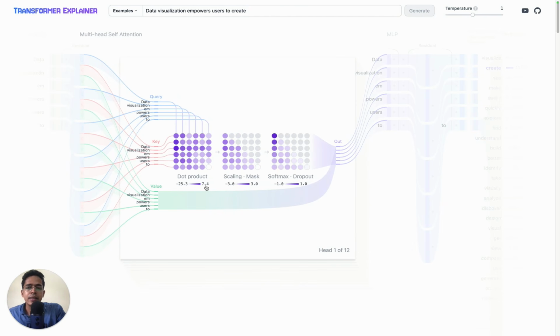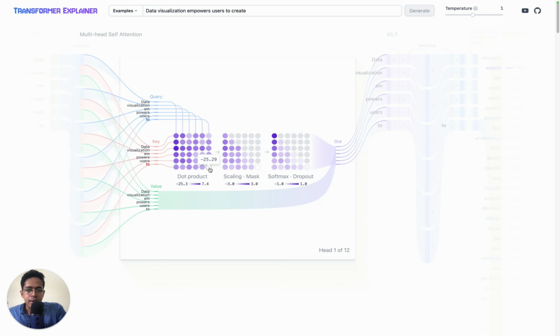Simply because that is the range of values. I think this one is 7.36, so rounded off to 7.4. And I think this is minus 25.29, which is rounded off to minus 25.3. Here, please note that the value matrix is not coming into the picture yet. We will come to that.